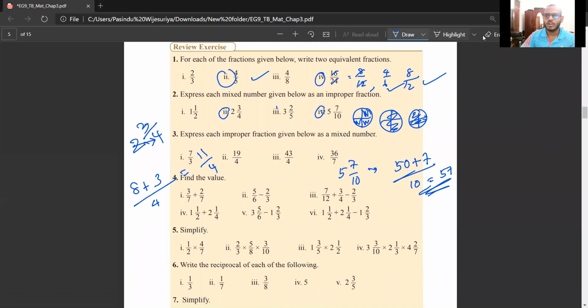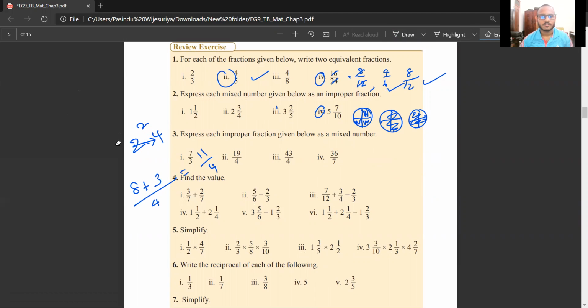I hope it's clear to you all. I'm going to erase this part because I don't have much space. If you need to focus a bit more on that, just pause the YouTube video and check it out. I hope you all are doing well at home and using this time productively.